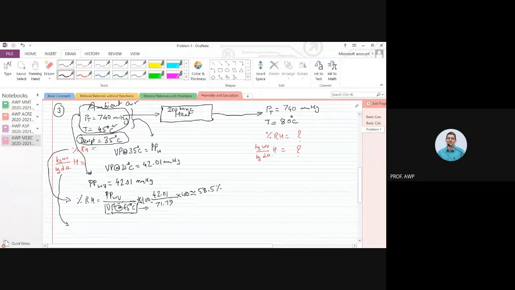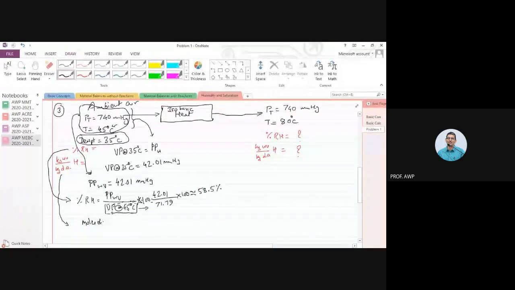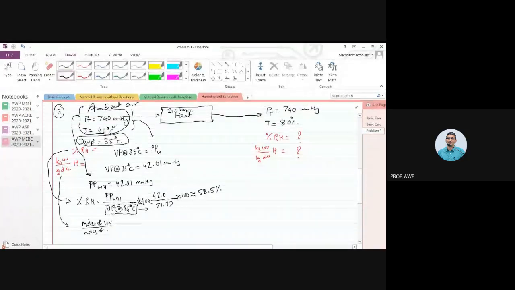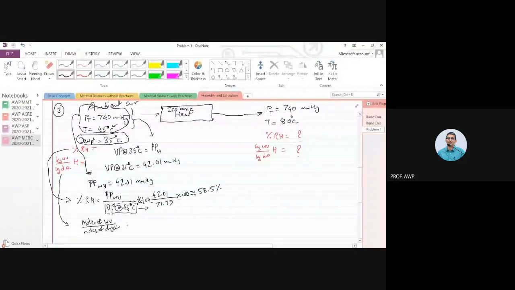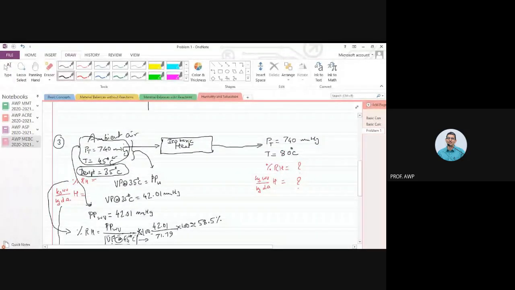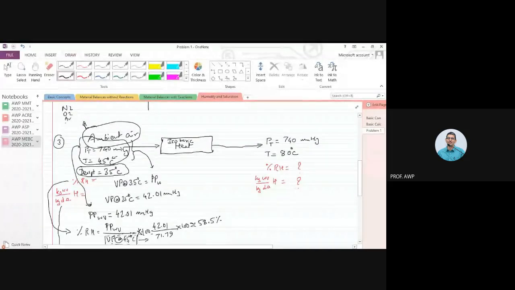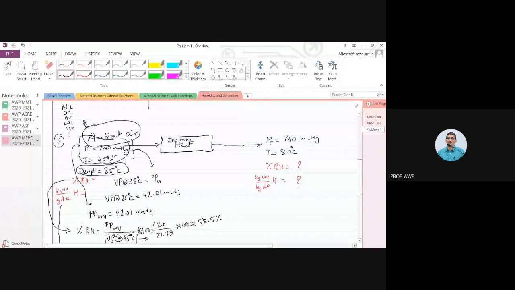Next, we want kgs of water vapor per kg of dry air. How do we get that? Suppose I take 1 mole of the air. We have seen this last time: moles of water vapor divided by moles of dry air. So let me again repeat. This ambient air is going to contain nitrogen, oxygen, argon, carbon dioxide, helium, whatever else you want.